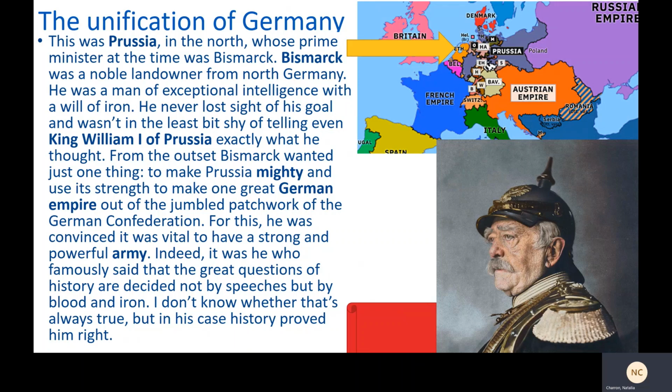From the outset, Bismarck wanted just one thing: to make Prussia mighty and use its strengths to make one great German empire out of the jumbled patchwork of the German Confederation. For this, he was convinced it was vital to have a strong and powerful army. Indeed, it was he who famously said that the great questions of history are decided not by speeches, but by blood and iron. I don't know whether that's always true, but in his case, history proved him right.